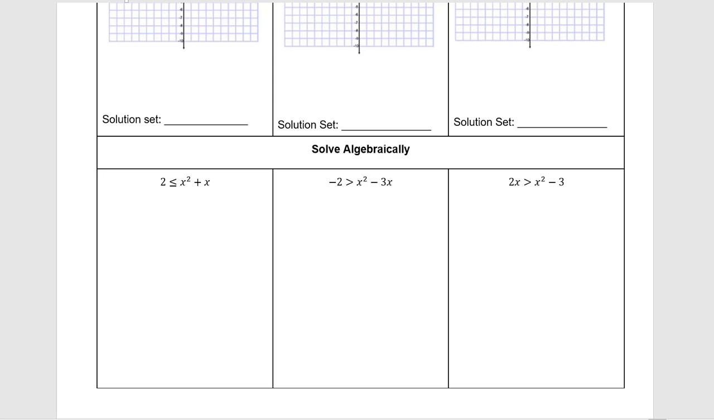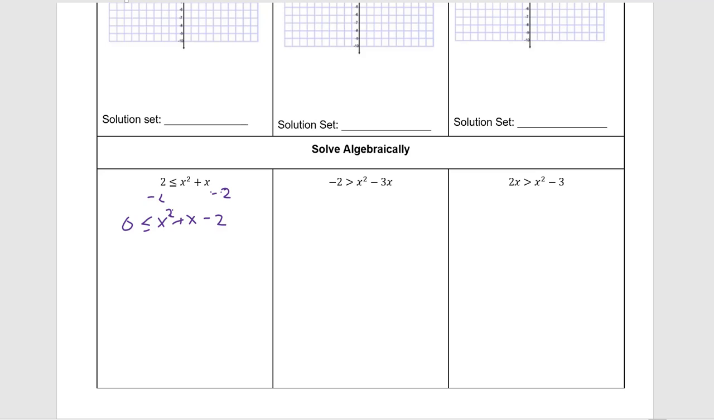For this second section, you want to solve algebraically. To do that, you first have to get the equation set with 0 on one side. So for this one, we're going to need to subtract the 2 to the other side. So we're going to subtract the 2 from both sides, which leaves us with 0 less than or equal to x squared plus x minus 2. To solve it algebraically, we want to factor this side.